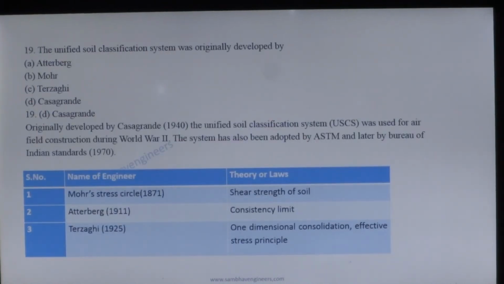Next question. The unified soil classification system was originally developed by? Correct answer is Casagrande. Mohr developed the theory of shear strength, or Mohr stress circle. Atterberg proposed the consistency limits of soil. Terzaghi, known as father of soil mechanics, gave the theory of one-dimensional consolidation and the effective stress principle. Next question.